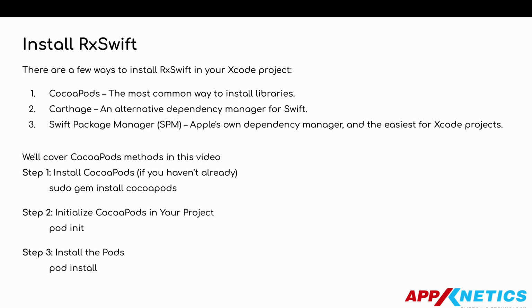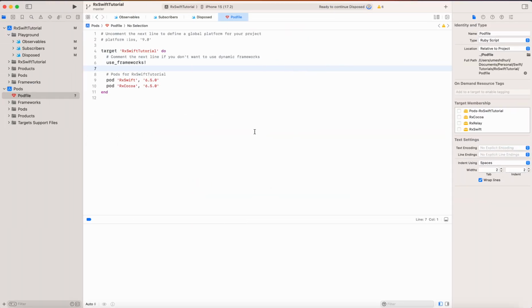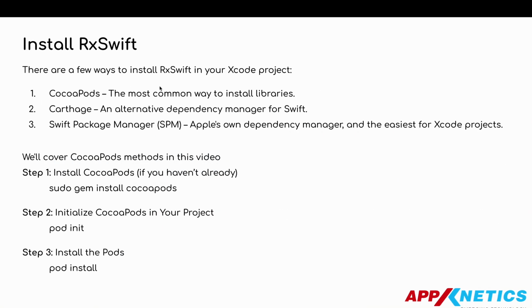Open the Podfile using any text editor and add RxSwift and RxCocoa. RxCocoa is often used alongside RxSwift for UI bindings. Here's what your Podfile should look like. If you see here, this is my project target, and under the target I have added these two pods. Once this step is done, you have to run the next command, that is pod install. This will download and install RxSwift and RxCocoa into your project.